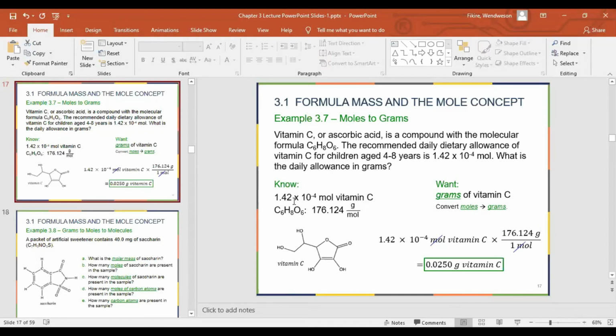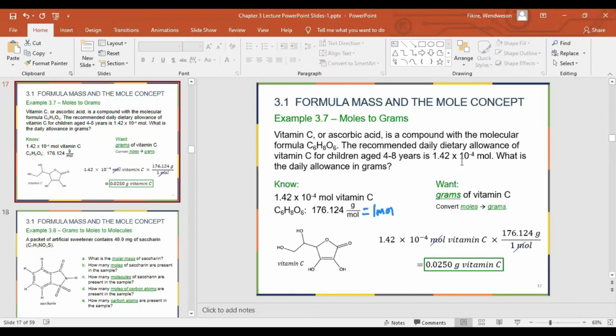So we have 1.42 times 10 to the power of -4 moles of vitamin C. From the molecular formula, we can calculate the molar mass. We did that. Simply we multiply 6 by 12, 8 by 1, 6 by 15.99, and we get 176.124 grams per mole. So that means this is like 1 mole. Once we have this, the next step is we're looking for grams, so we're going to change the moles into grams.